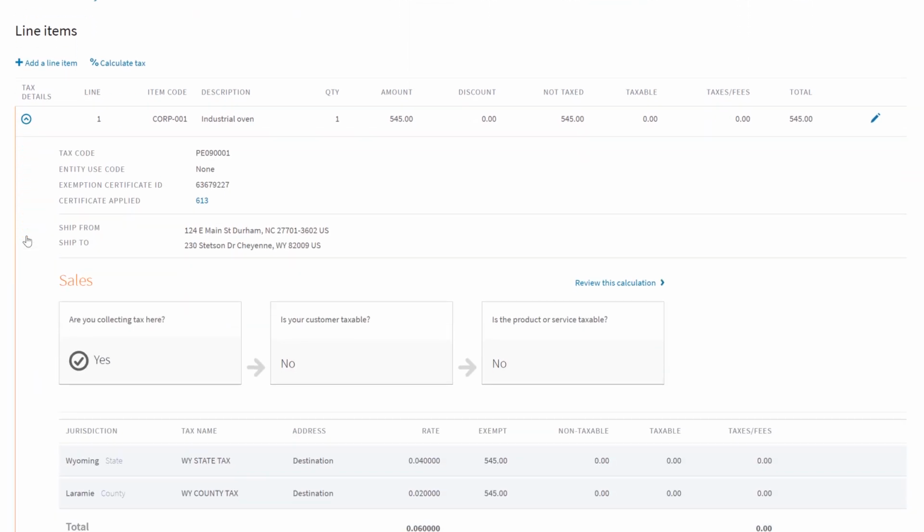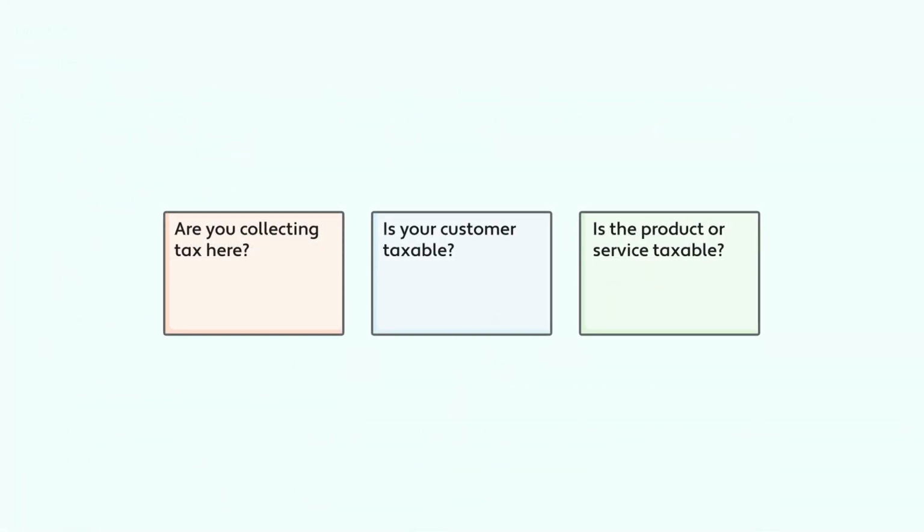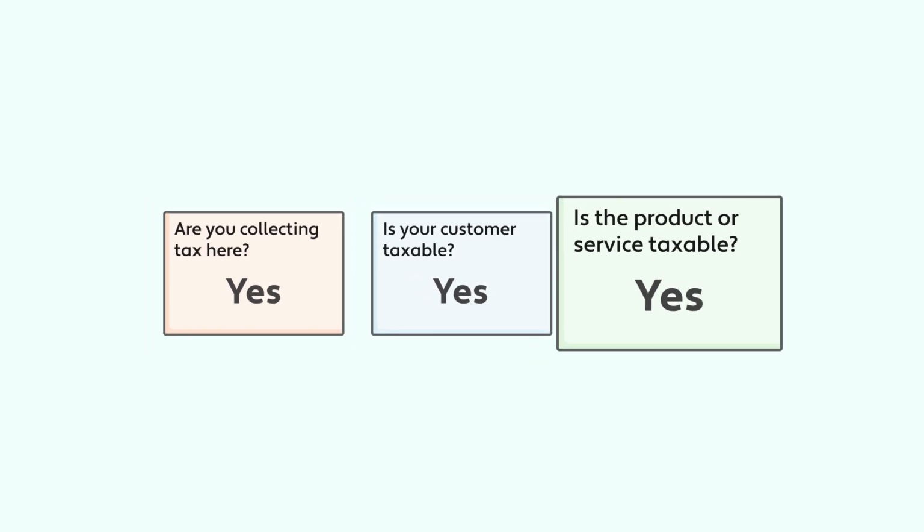Every time we calculate tax, we check if you're collecting tax where the transaction happened, if your customer is taxable, and if your product or service is taxable. For us to calculate tax, the answer to all three questions must be yes. Most unexpected tax amounts can be fixed by checking these three areas.